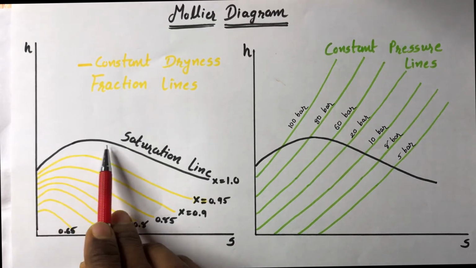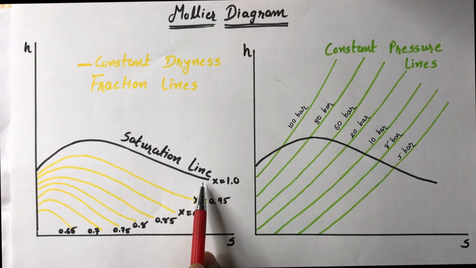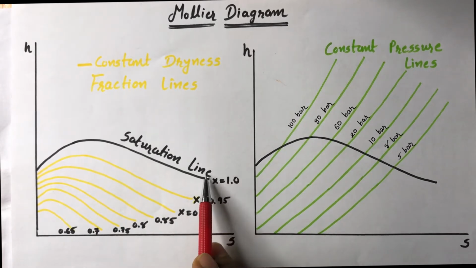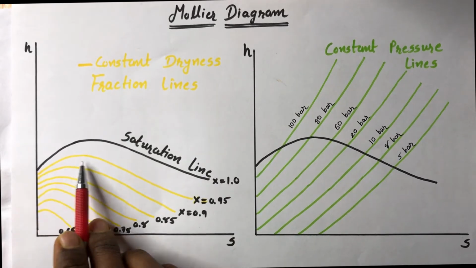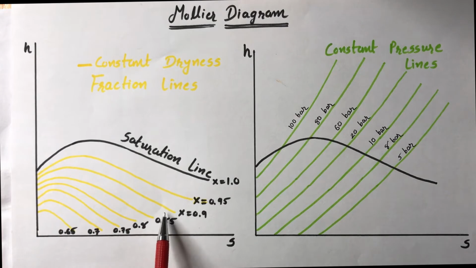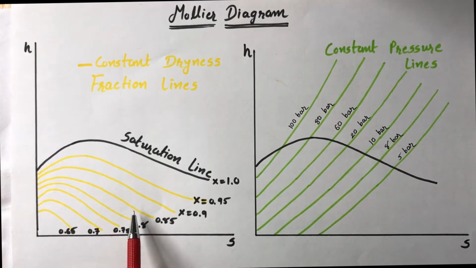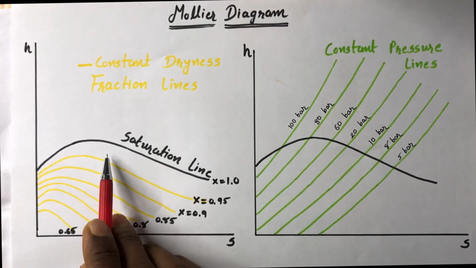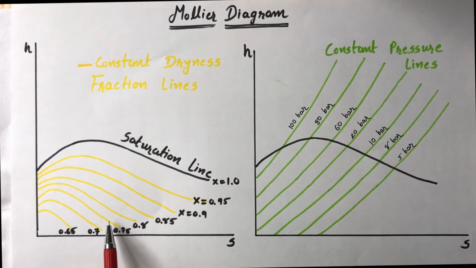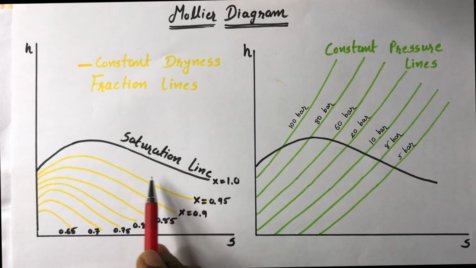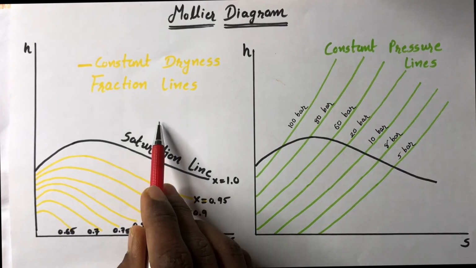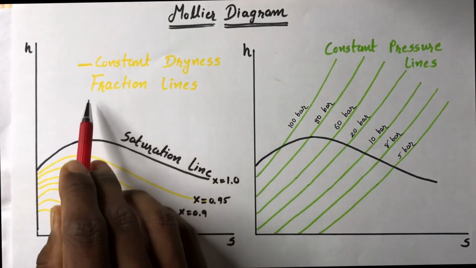The diagram starts with saturation line represented by black color. On the saturation line, dryness fraction is 1. There are constant dryness fraction lines below the saturation line, and dryness fraction decreases while going downwards. Below the saturation line, there is a region of wet steam, and above the saturation line, steam is superheated.